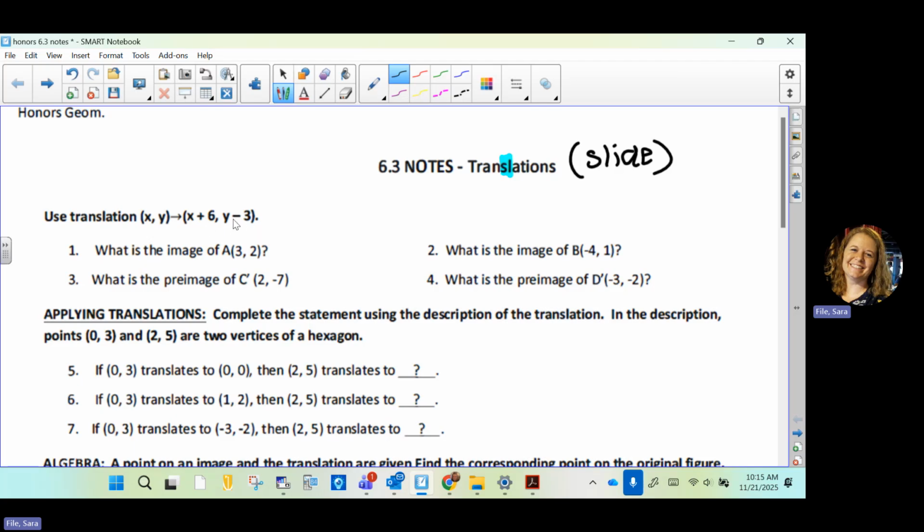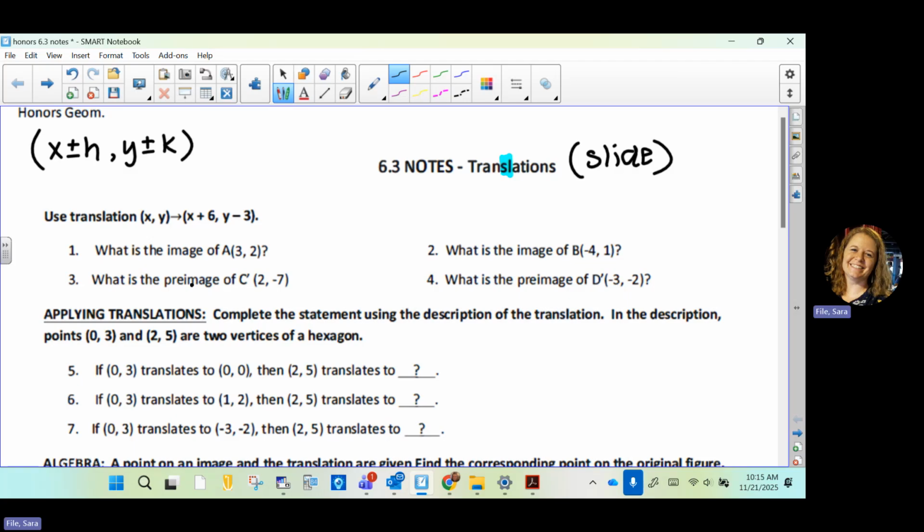So this is the rule. Okay, they want you to take your original point and move it by adding 6 to the x and subtracting 3 from the y. Now, I showed the transformations on the formula chart, but I'm going to put it up here on the top of the notes as well. Your x is going to be plus or minus some number, and your y is going to be plus or minus some number. We use h and k for those. That just tells you the direction that you're sliding.